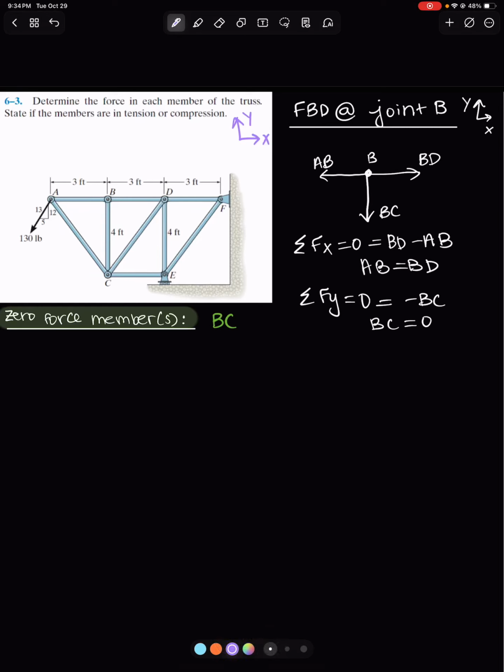Determine the force in each member of the truss. State if the members are in tension or compression.